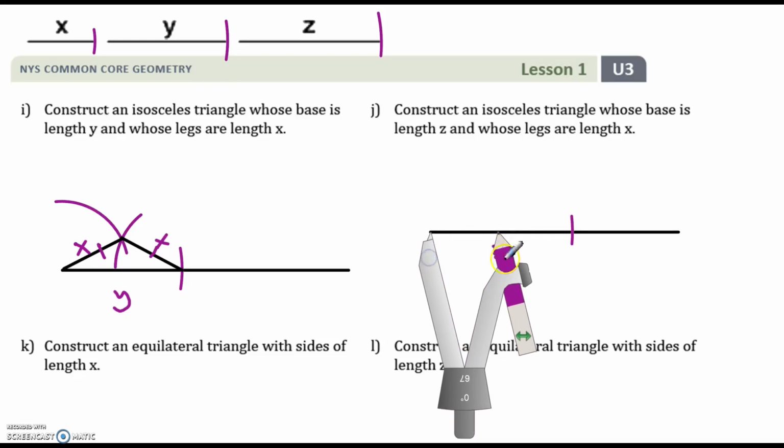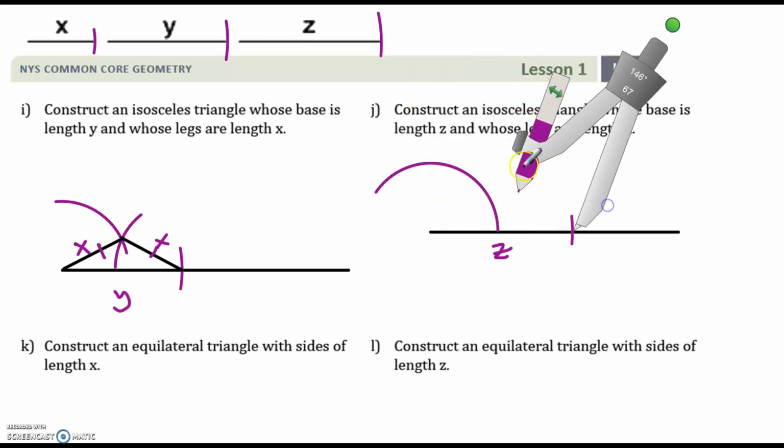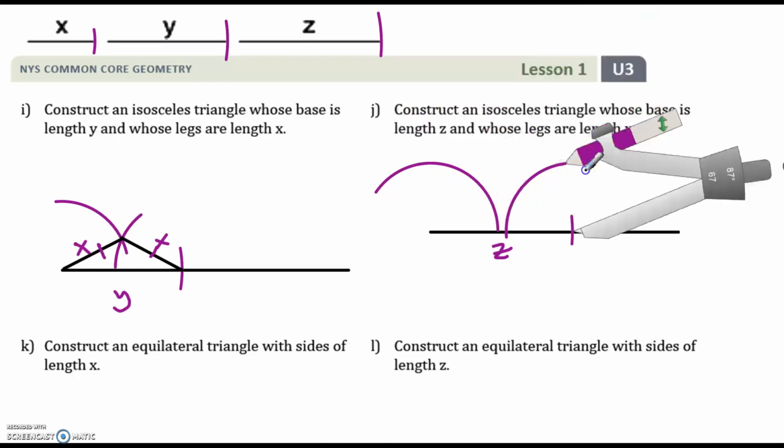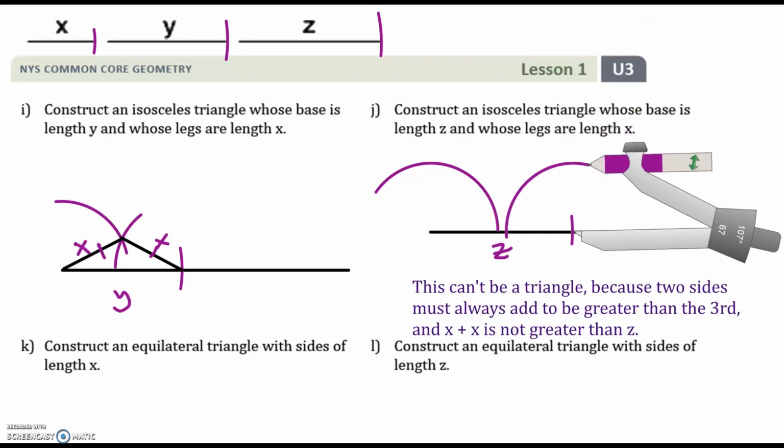Now note what happens this time. When I try to do this triangle, there's one X, and when I try to do the other one, they actually don't cross like they should. I don't get an intersection. So this can't be a triangle, because two sides always have to add up to be greater than the third in order to connect, and in this one, X and X do not add up to more than Z.